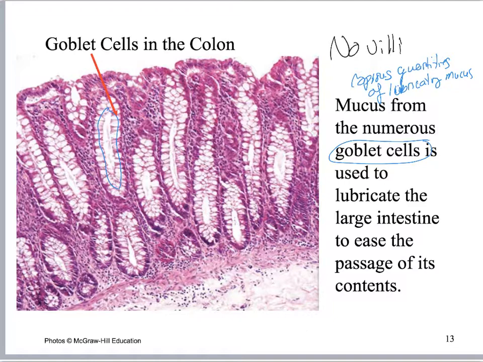That mucus also protects, provides a barrier from bacterial gases, okay? Because those bacterial gases can be pretty acidic and they would burn your cells. So that mucus also kind of helps protect against that with your microbiome. So goblet cells, it's all goblet cells, all right? That was the last slide for this section. So you can go on to the next part.